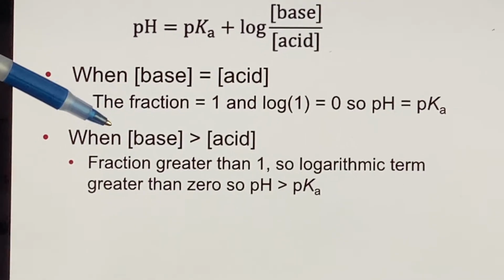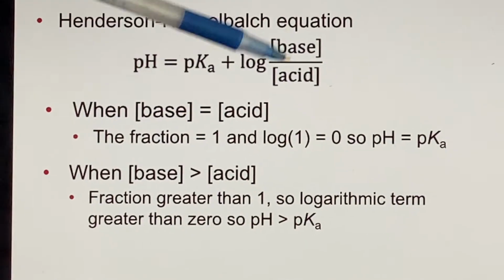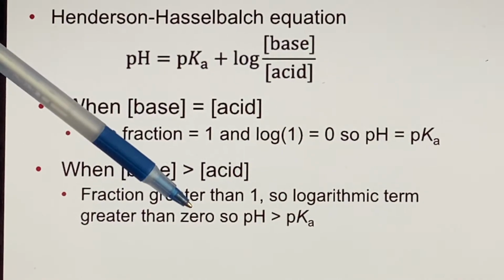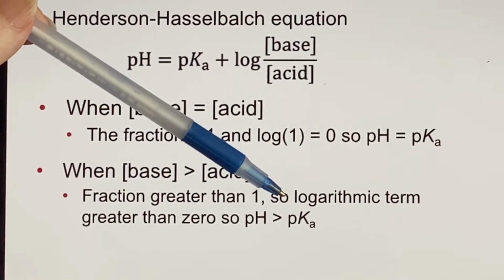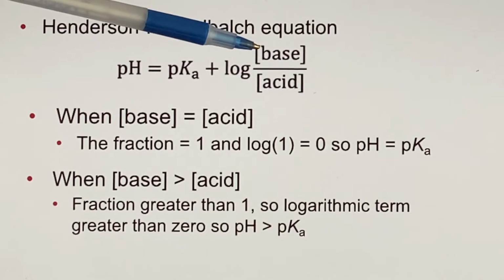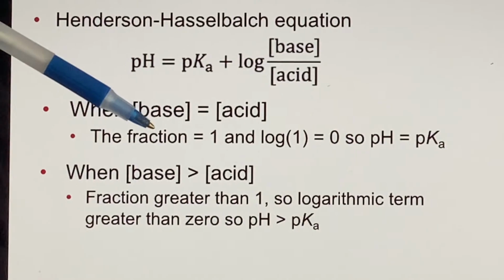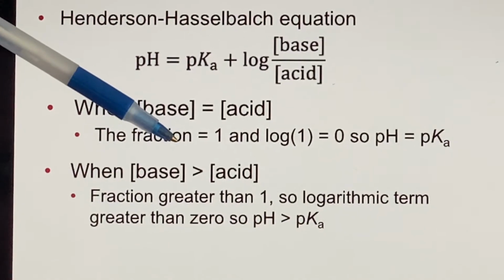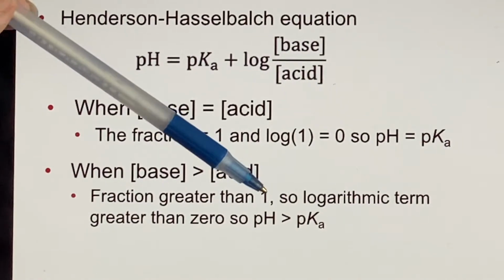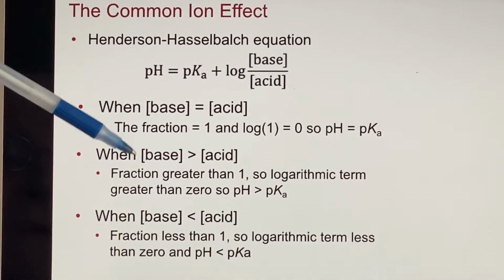Now, if there is more conjugate base than there is acid, the fraction will be greater than 1, the logarithmic term will be greater than 0, and the pH will be bigger than the pKa. So you can see that if you continue to add more conjugate base, you're going to be forcing the amount of hydrogen to be less. This follows along with Le Chatelier's principle. And since the amount of hydrogen is less, your pH is going to end up getting bigger. And the opposite direction of the same is true.